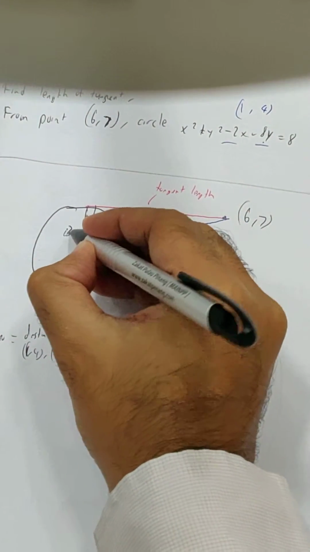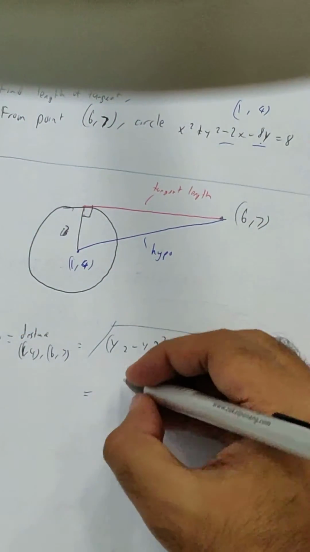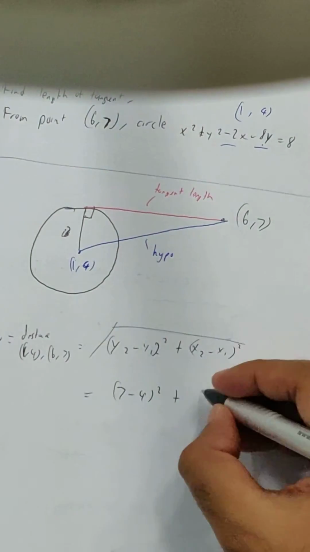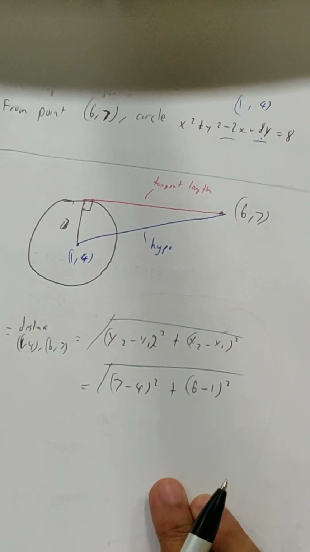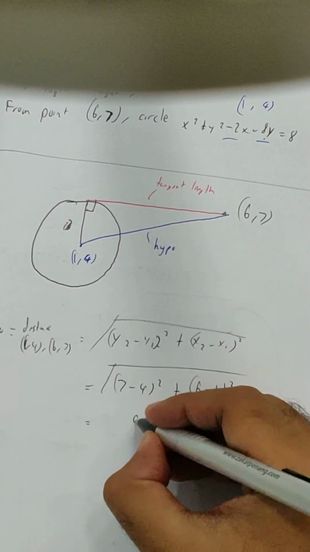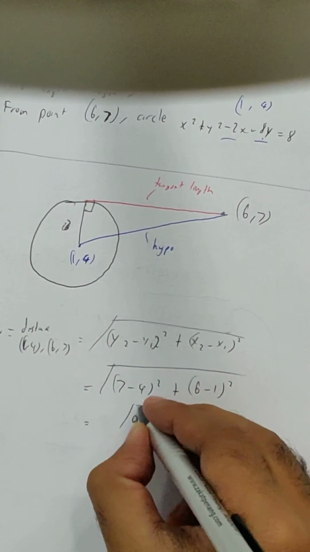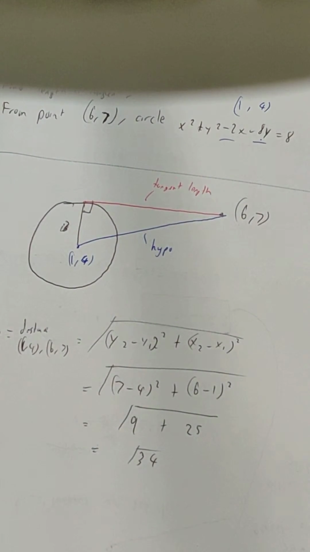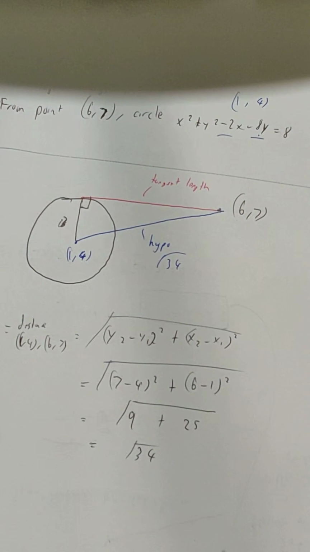Okay, let's not do it that way. Let's just do it the normal way. So 7 minus 4 squared plus 6 minus 1 squared. Okay, it doesn't matter if we do the x1 first or the y1 first. So this one gives you 9, this one gives you 5 squared, 25. So 34 square root. So I can say right now my hypo is square root of 34.